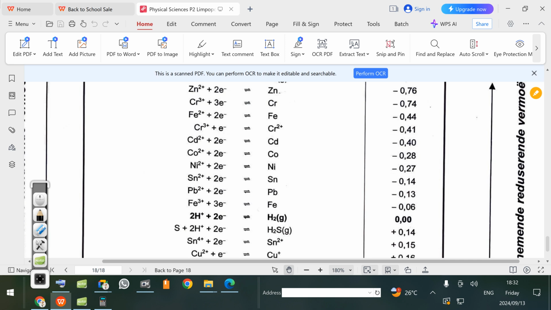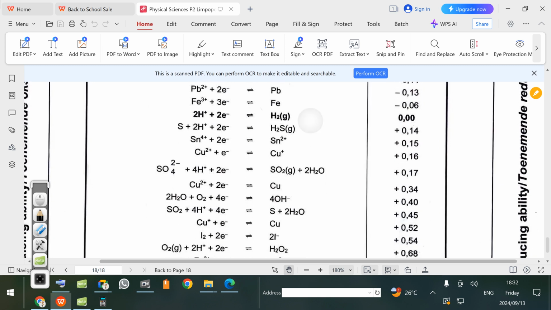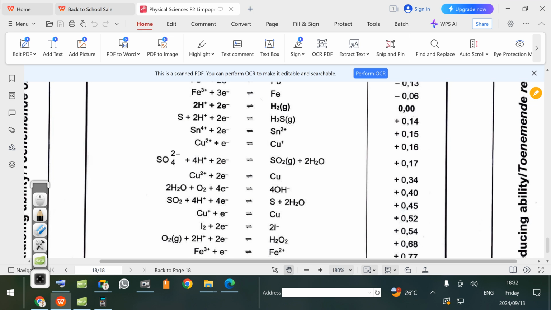Let's look at the bottom. If we move down, what do we have? Fe3 plus and Fe. Is that the one I want? No. I have to go down more. Where is the third one? Oh, guys, look at the bottom here. Fe3 plus and Fe2 plus. That's the one I'm looking for.